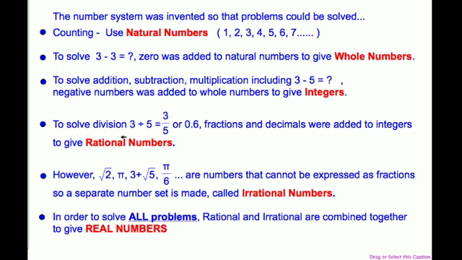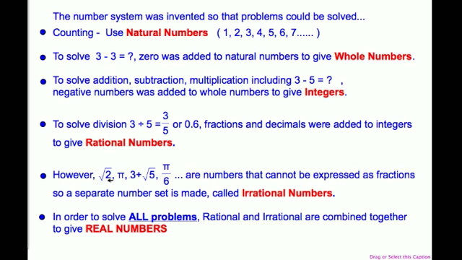To solve sums on division, such as 3 divided by 5, which gives us a fraction or a decimal, as the set of integers are only whole numbers and 0, we need to add in fractions and decimals to this set to give us a set of rational numbers. Rational numbers are those numbers which can be expressed as a fraction.